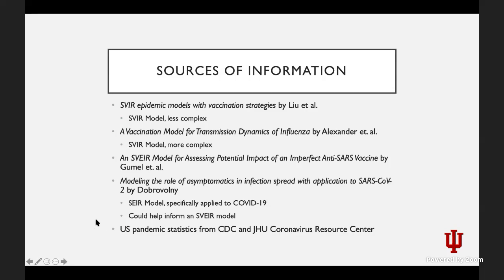And it doesn't include vaccination, but I think that because it specifically looks at asymptomatic cases, that could be used to help inform the model regardless. Then obviously to get the pandemic statistics, CDC has a lot of information, and also the Johns Hopkins Resource Center that we looked at last week.